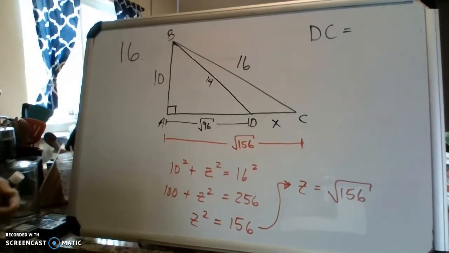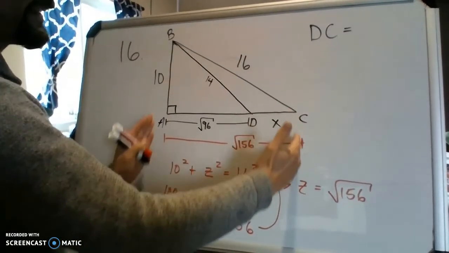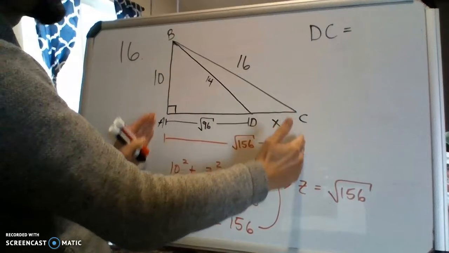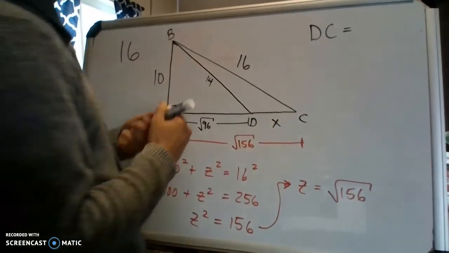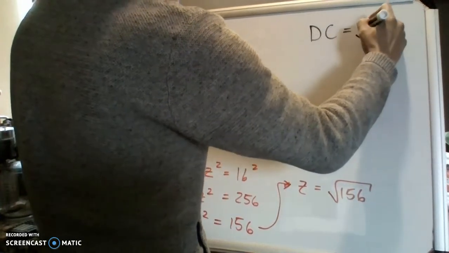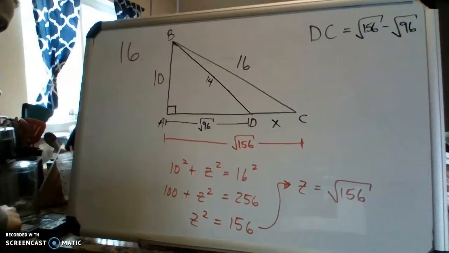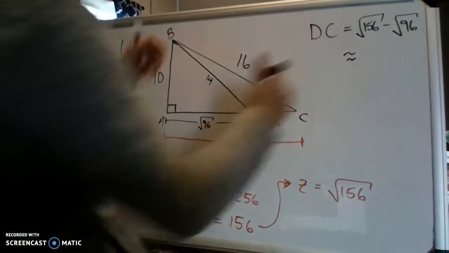Now you can probably see what we're going to do to get the value of x. All we have to do is subtract the shorter length AD from the longer length AC, and that will give us what we're missing right here. So DC is going to be equal to the square root of 156 minus the square root of 96. You can go ahead and do that on your calculator, since subtracting square roots is not necessarily the easiest thing to do. And you find that this value comes out to be approximately 2.7.